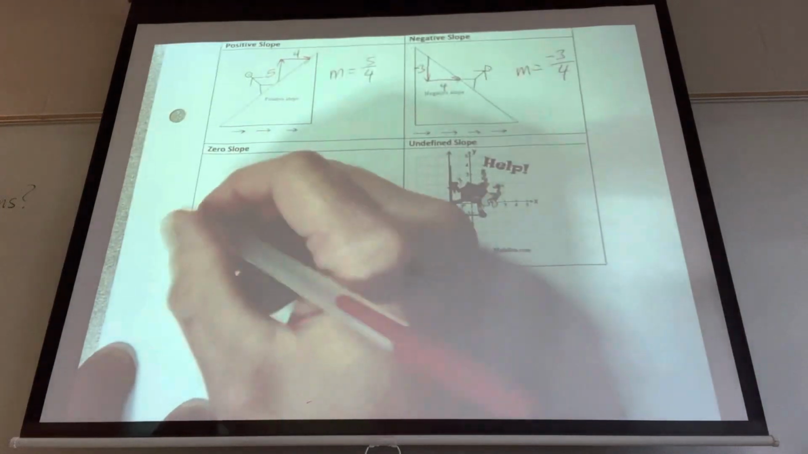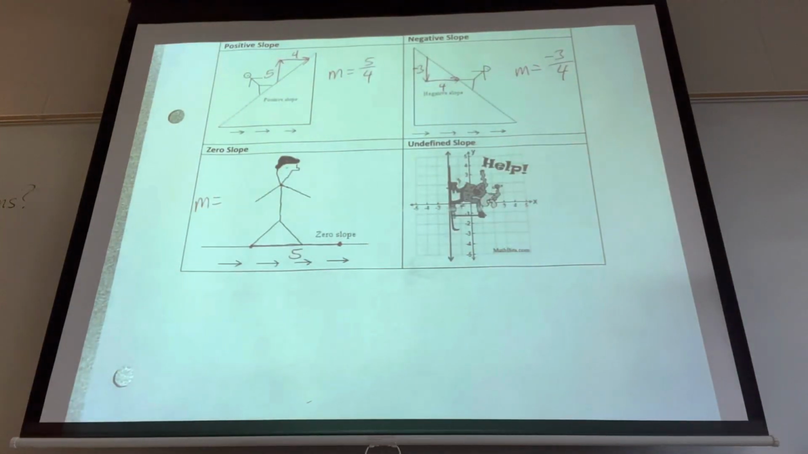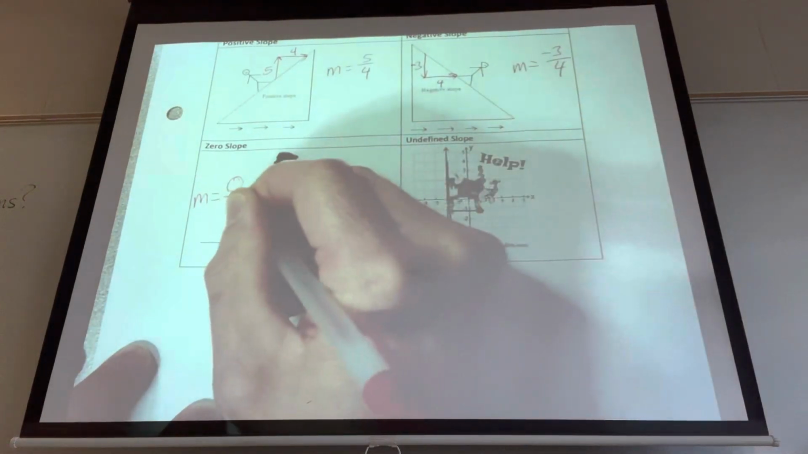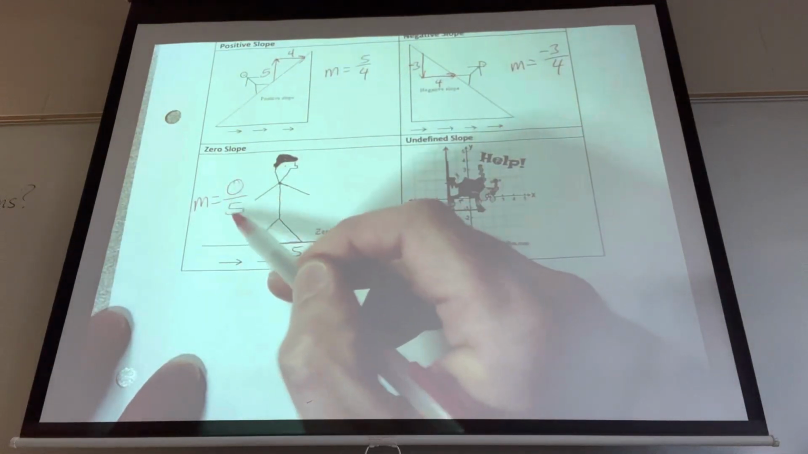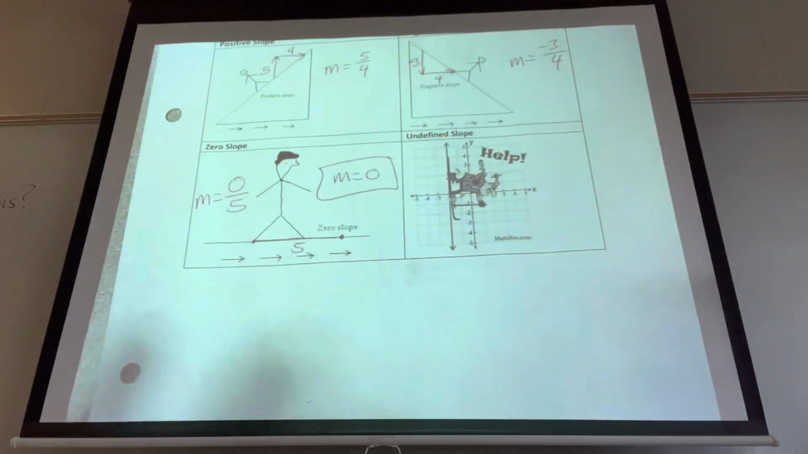What's their rise? How far up did they go? 0. They ran 5. They went 5. Well, what's 0 divided by 5? 0. So is everybody cool with 0 slope being perfectly flat?